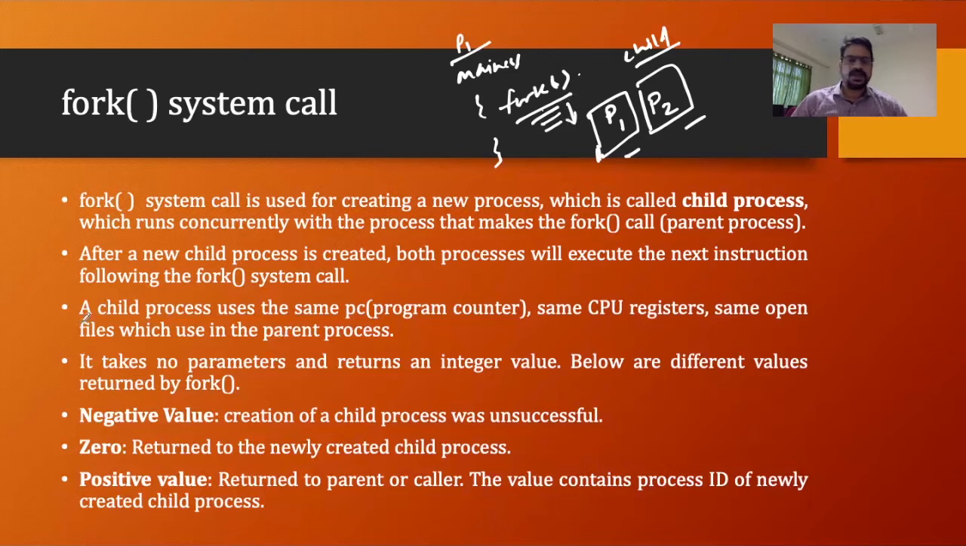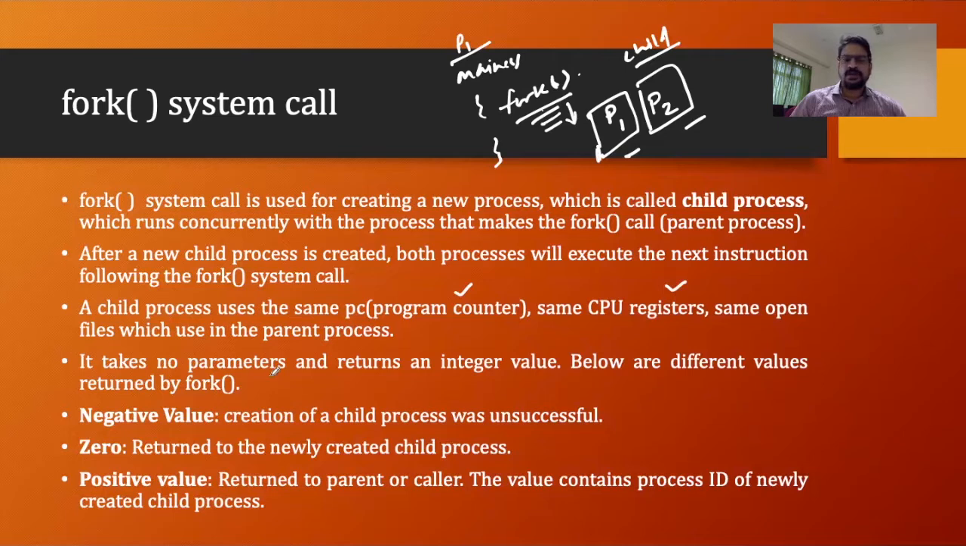Okay. So the child process uses the same program counter, same CPU registers, and same open files as the parent. The parent has different attributes, and among them we have the program counter, the CPU registers, and the list of open files. All those things will be the same for the child process.